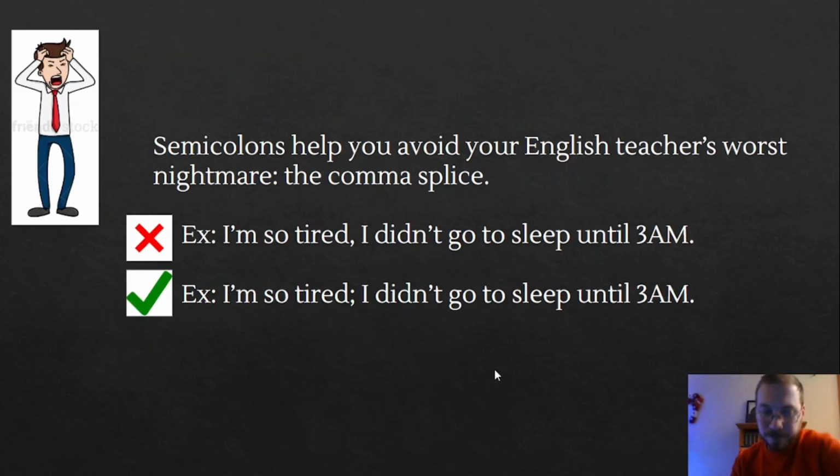All right. Really, the biggest mistake that I see is the comma splice, and that is when you connect two independent clauses with a comma. So I'm so tired, I didn't go to sleep until 3 a.m. Both of those are complete sentences by themselves. They both have subject and verb. They both express complete thoughts. So it would be incorrect to connect those with a comma, and you could connect those with a semicolon instead.